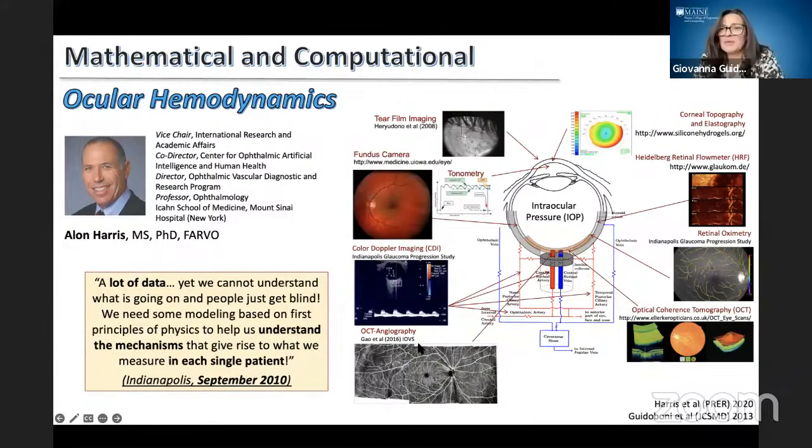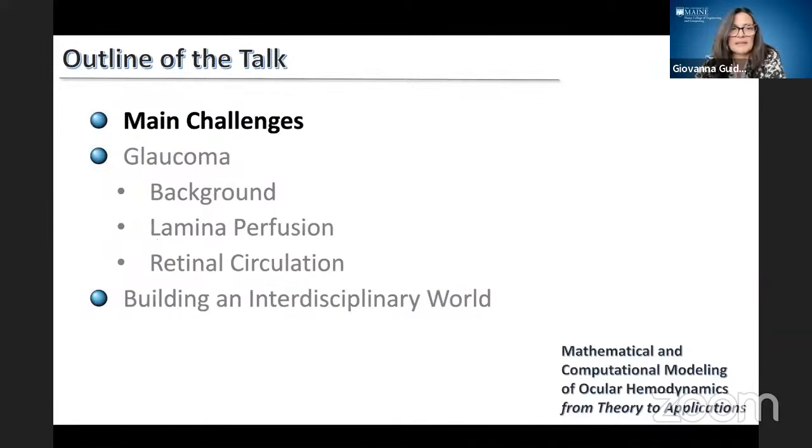And in particular, I was intrigued by ocular hemodynamics because, as I told you, I've always liked things that flow. And actually, the blood flow in the eye plays a very important role in ocular physiology and many diseases of the eye. So I have organized the talk in this way.